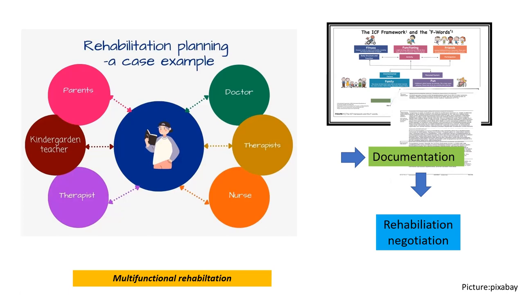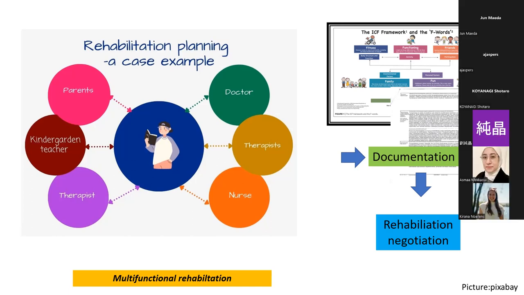And on the left side of the boy, you can see the adults participating in his daily life. Of course, there are the key actors. Parents are, of course, involved in this rehabilitation planning. And then there is a kindergarten teacher, because the boy went daily to kindergarten. And then there was a physiotherapist. And in the rehabilitation process, based on the ICF framework and the F-words, in assessment, in the documentation process and in the rehabilitation negotiation, they used this ICF framework and the F-words to find out what was meaningful for the child and, of course, for the parents and the family.